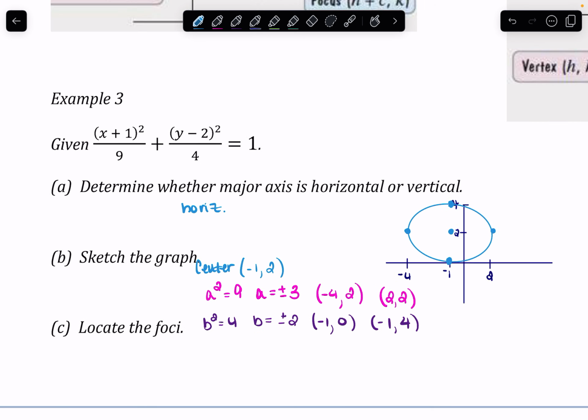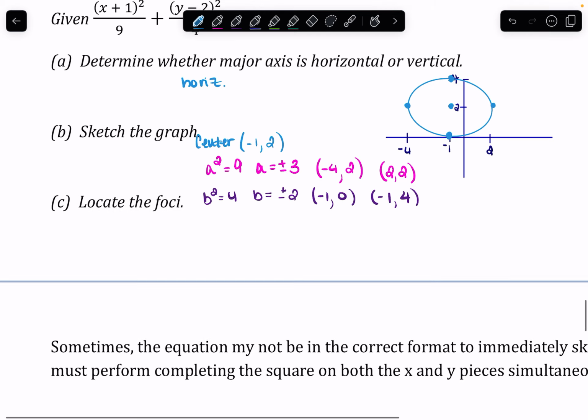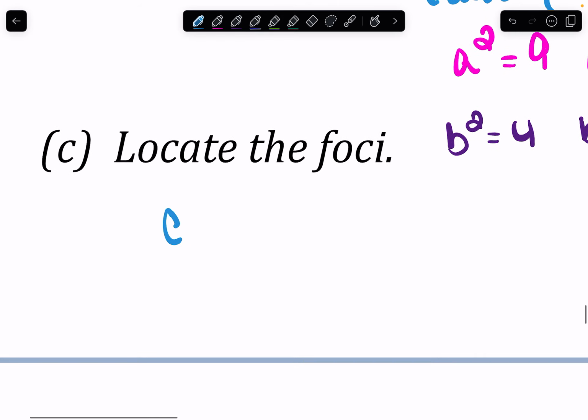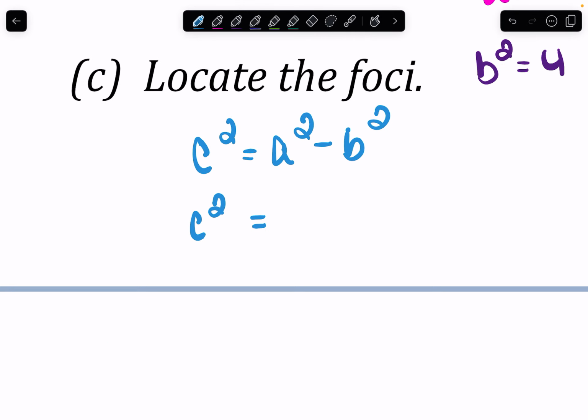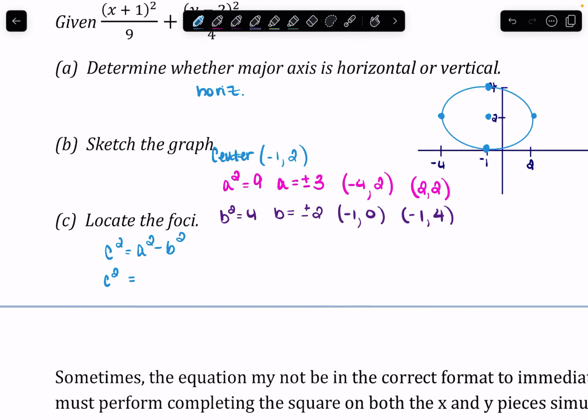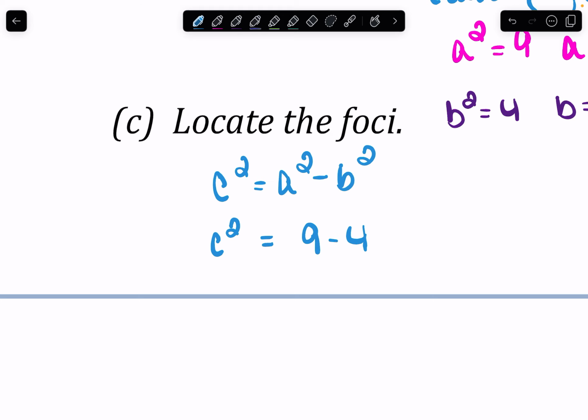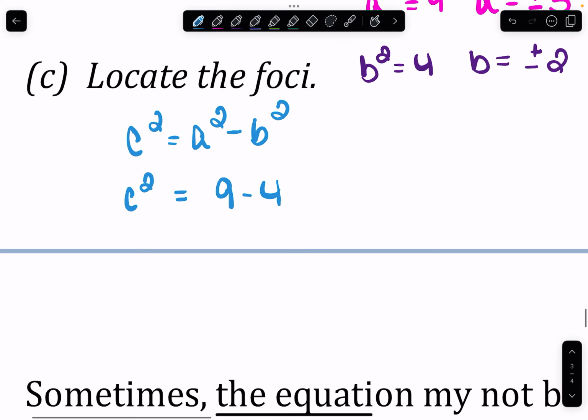All right. Locate the foci. So our foci, again, remember, make sure you change the correct one. They are going to be C units left and right, since our major axis was horizontal. So C units left and right from the center. So it's still the same relationship, C squared equals A squared minus B squared. So C squared is our A squared was 9, and our B squared was 4. So 9 minus 4 is 5, so C is going to be plus and minus the square root of 5.